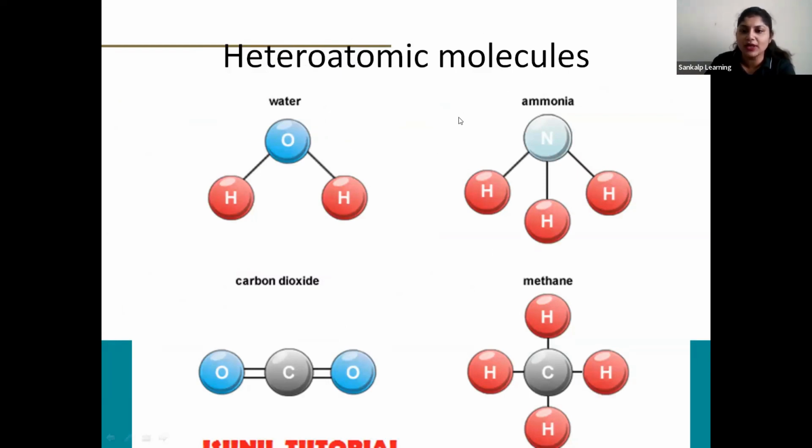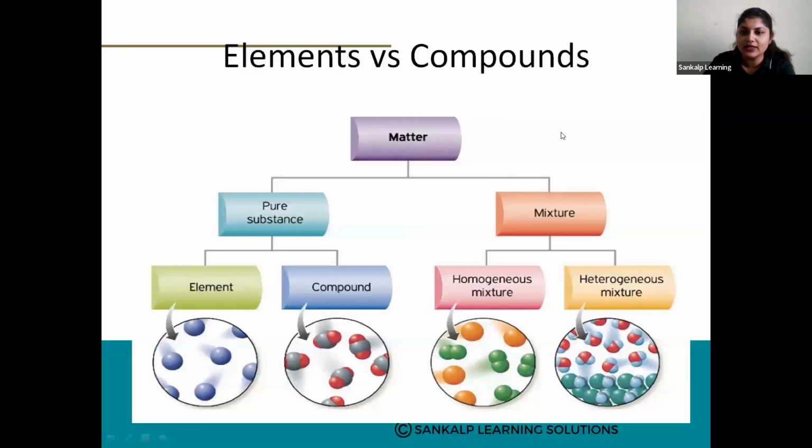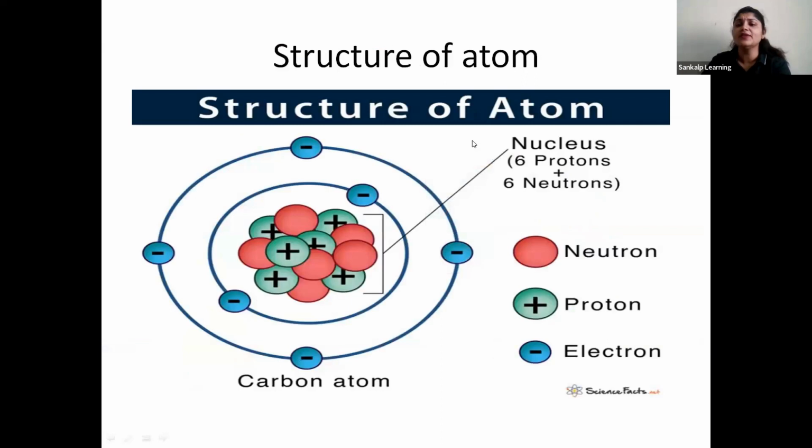So heteroatomic molecules. Then we have discussed atomicity, right? Then we have discussed elements. What are elements? What are compounds? These were some of the examples. Then we had discussed the structure of the atom. What are neutrons? What are protons? What is an electron? What are nucleons? What are the different shells? What are the subshells? What is an orbit?